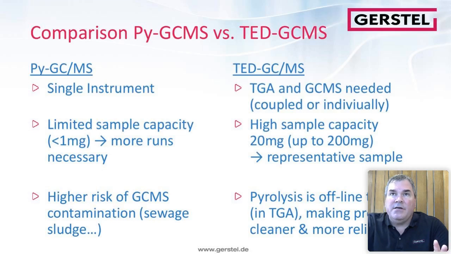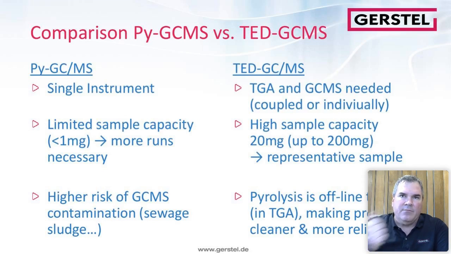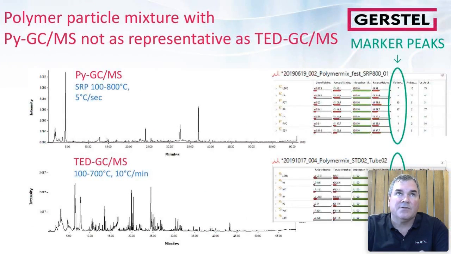Compared to TED, you do need TGA and GCMS either coupled or individually. So it's more investment and more trouble to set up. But the high capacity, 20 milligrams, typically up to 200 milligrams, gives you a very representative sample. So you have to actually take less data. And the beauty of this, really what TED is, you can think of it as an offline pyrolyzer. We're going to pyrolyze offline from the GCMS and let that handle all the muck and all the trouble and take the data that we need and move it to the GCMS. So it's cleaner and more reliable and a better way to do microplastics analysis.